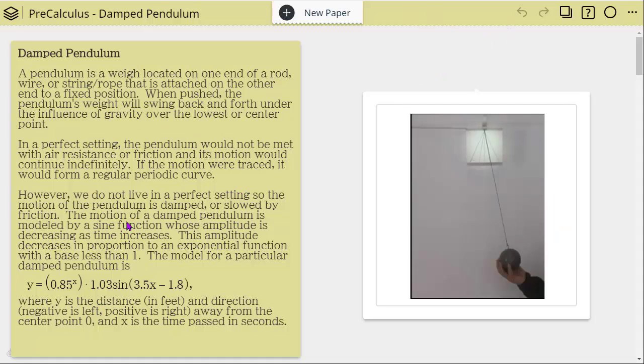So you'll see that it is an activity about a pendulum. Here's an example of what a pendulum is. It kind of describes what's happening. Because of gravity, it tends to center over that point, and because of air resistance and friction, the motion doesn't go on indefinitely, it slows down. If we didn't have any of that resistance, it would continue indefinitely. And so then they talk about how the motion, because of the friction and stuff, can actually be modeled with a sine function, and that the amplitude of that sine function, because of the friction in the air, is slowing down. And that's what they're going to be exploring in this activity.